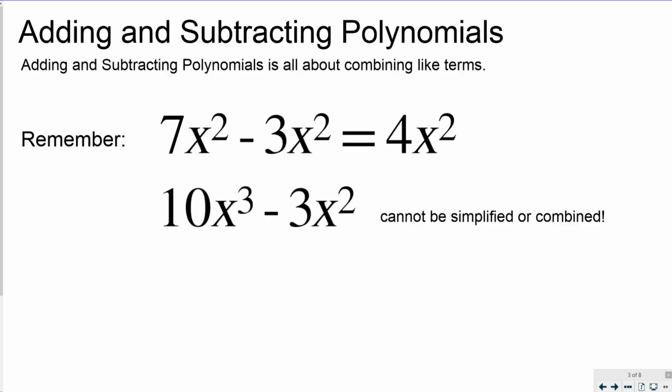Alright, so adding and subtracting polynomials is really all about combining like terms. So just remember that 7x squared minus 3x squared is equal to 4x squared. That's how you combine the like terms. And if you have something like 10x cubed minus 3x squared, that cannot be simplified or combined in any way.